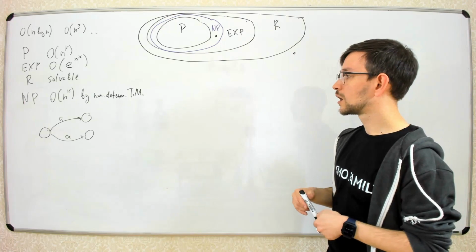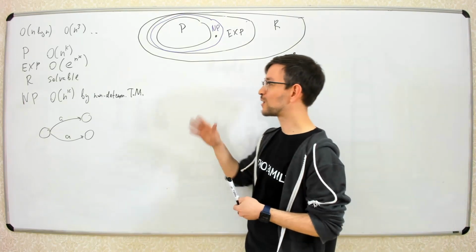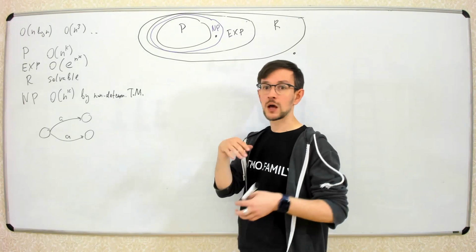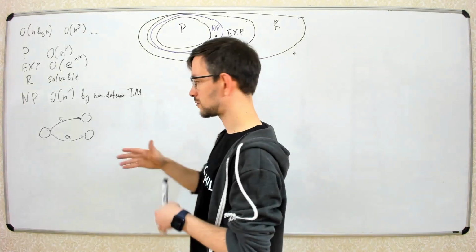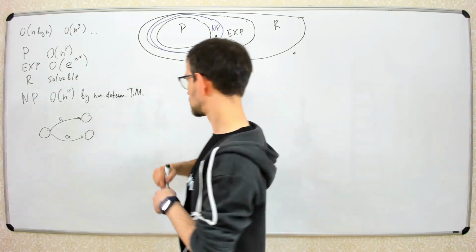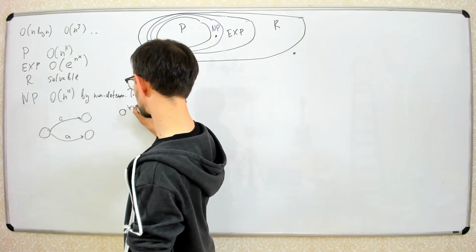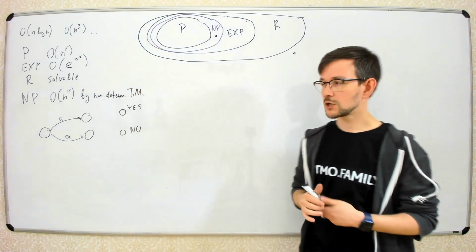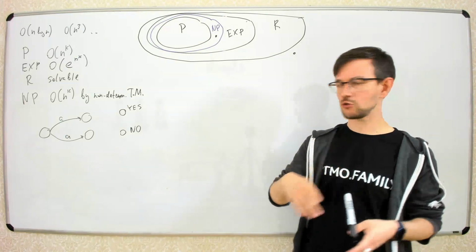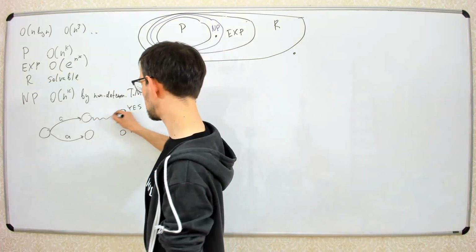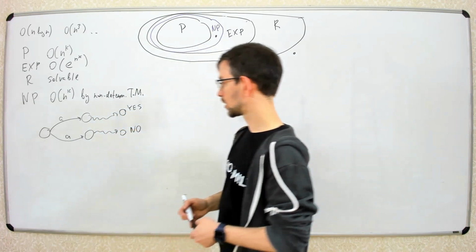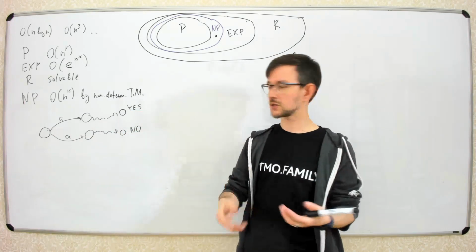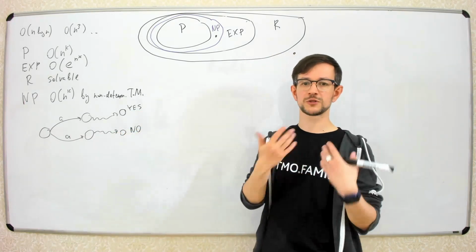Now, how do we solve problems using a non-deterministic Turing machine? Again, like a normal Turing machine, let's say you have some special states: a special state for answer yes, and another special state for answer no. You run your Turing machine, and at some point you reach one of these states. If your Turing machine is here, it means the answer to your problem is yes. If you go here, it means the answer to your problem is no.